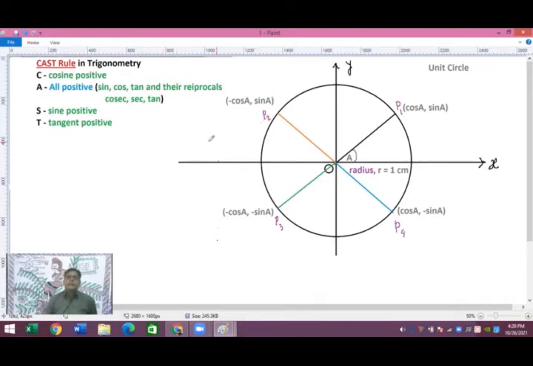So let's check what happens here. For example, suppose that this is a unit circle. Unit circle means its radius is 1 centimeter or 1 meter, or in general you can say 1 unit, that means the radius length is 1 in this case. So let's suppose that this is angle A, which is made by the line OP1 with the x-axis along this circle.